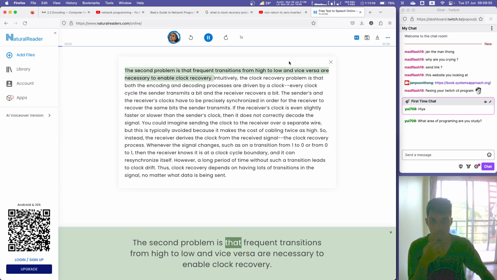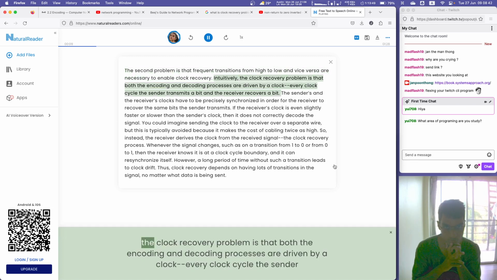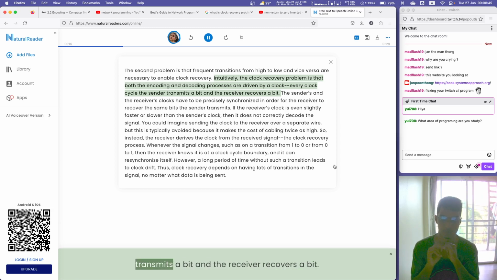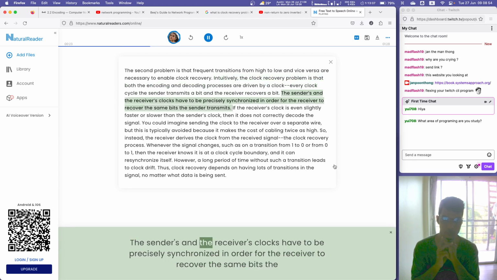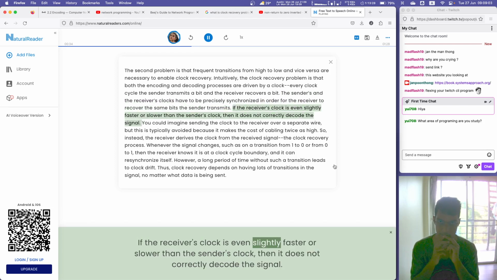The second problem is that frequent transitions from high to low and vice versa are necessary to enable clock recovery. Intuitively, the clock recovery problem is that both the encoding and decoding processes are driven by a clock. Every clock cycle, the sender transmits a bit and the receiver recovers a bit. The sender's and the receiver's clocks have to be precisely synchronized in order for the receiver to recover the same bits the sender transmits. If the receiver's clock is even slightly faster or slower than the sender's clock, then it does not correctly decode the signal.